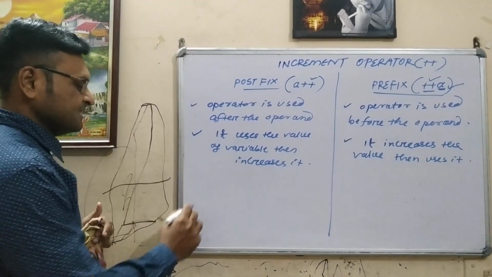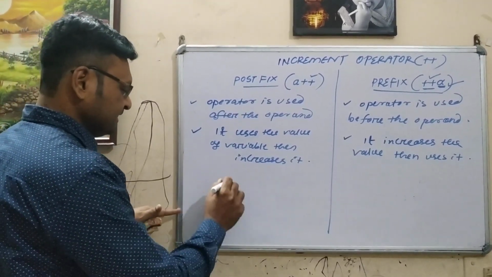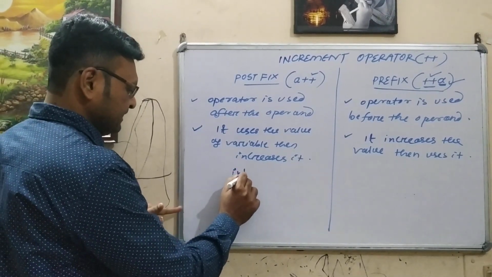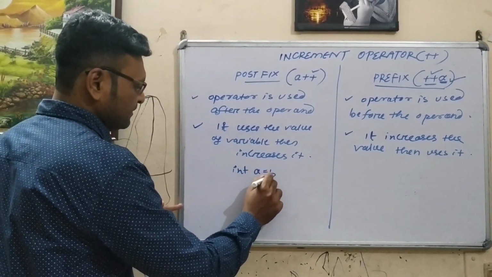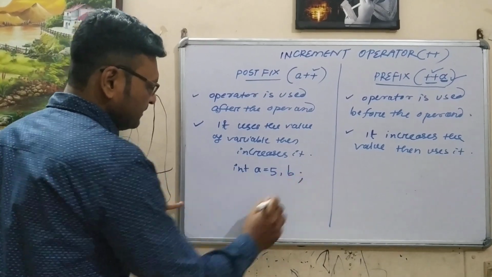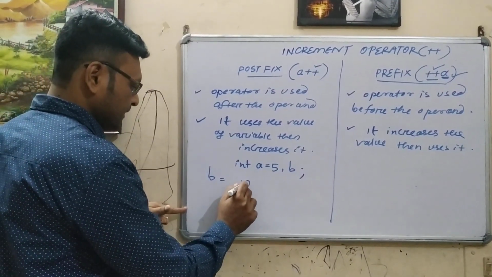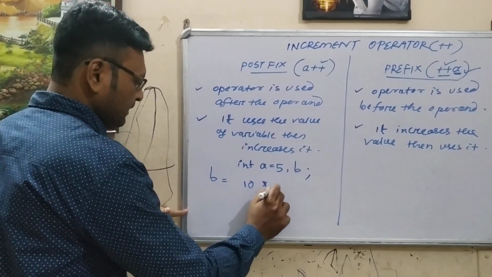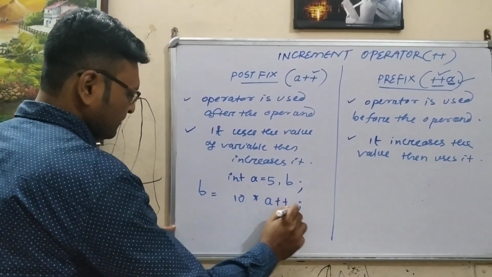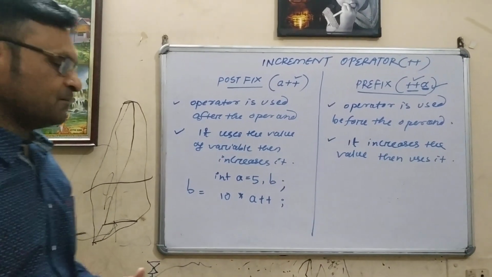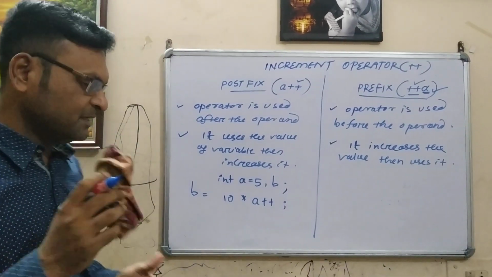Now you can understand it by this example. You can see int a = 5, b. Then I have written b = 10 * a++. Then what is the value of a? What is the value of b?